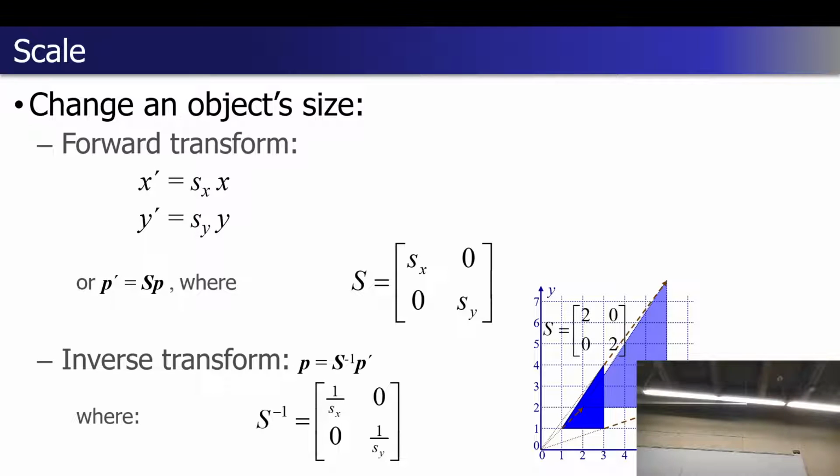For the same triangle at the same locations, if we set our scaling matrix S as just 2 and 2 on the diagonal, we wind up with proportional scaling here by a factor of 2. This vertex, which is at 1, 1, goes to 2, 2. This one that is at 3, 1 goes to 6, 2, etc.